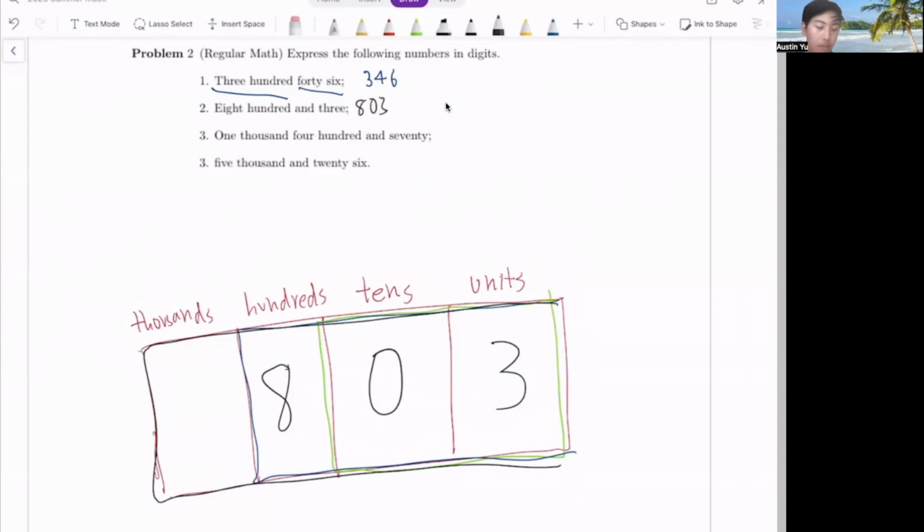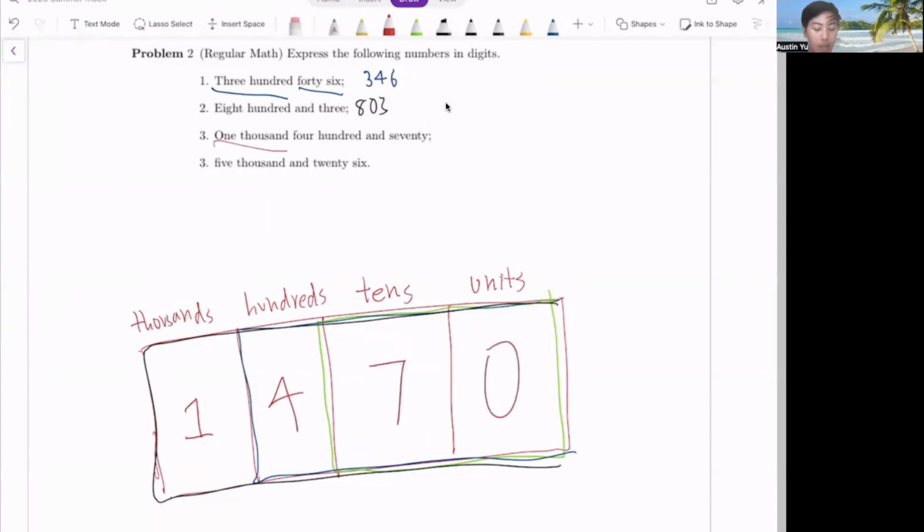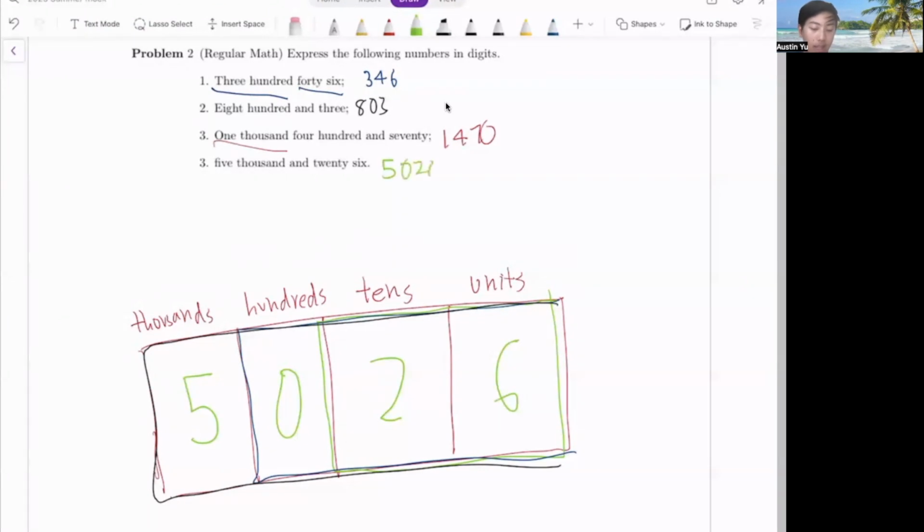So 803. This time it's encompassing 1,000. So 1,470, how do we put that into digits? Well, it says here 1,000 first, so we put 1 in the thousands. 400, so we put a 4 in the hundreds, and 70, so 7 in the tens, 0 in the units. 1,470. And finally, the last one is 5,026. We write that out 5 in the thousands, and 26, 2 in the tens, 6 in the units, and 0 as a placeholder in the hundreds. So the final answer is 5,026.